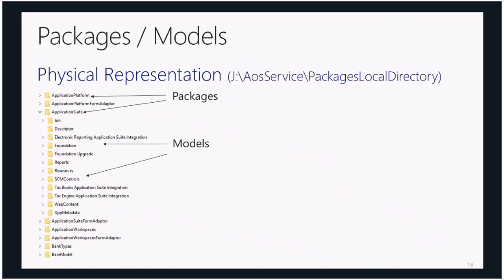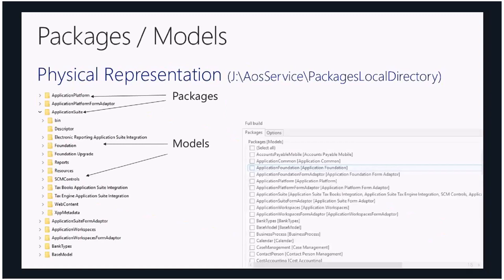If you were to view the physical layout of the files on your developer machine, note that the directory might be different depending on the type of developer machine provisioned, you would see the packages and models represented like this. The top-level directories are the packages, and they can contain one-to-many model directories. Note how the large application suite package contains many models, including the primary one, Foundation, which is where the majority of the Microsoft code resides.